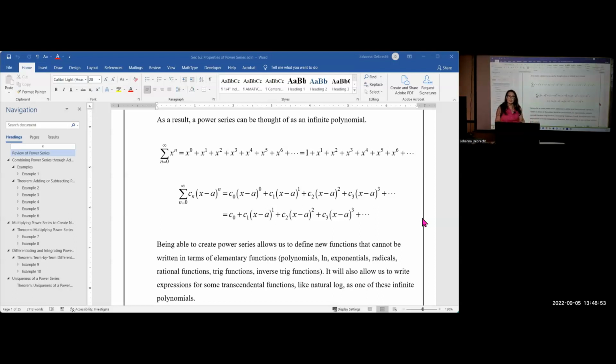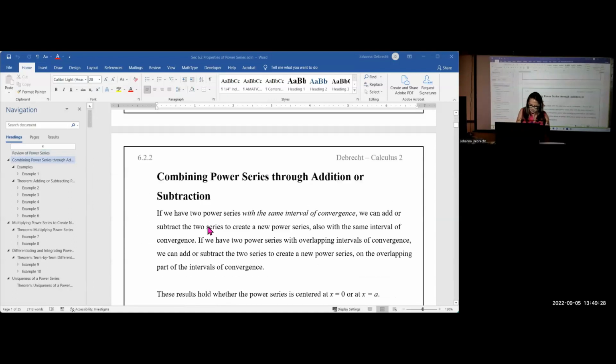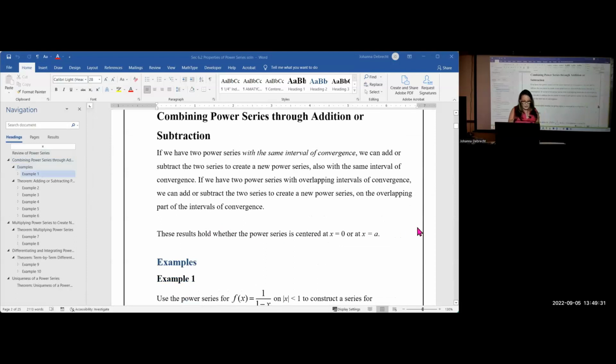Well, there are functions that can't be written in terms of those, but we can use power series to represent them. It will also allow us, as we'll see today, to represent some of the transcendental functions like natural log instead in terms of these infinite polynomials. So we'll be able to represent a natural log instead as a power series where the terms simply consist of polynomial-like terms.